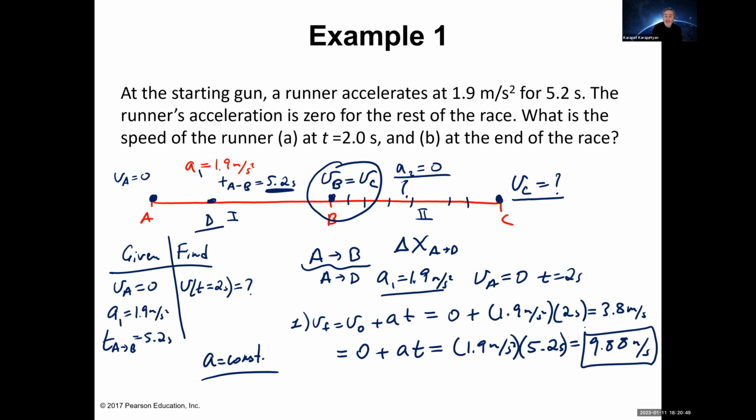Excellent. Because what happens here after we reach point B and are moving at 9.88 meters per second, the runner stops accelerating. So it moves at the same speed all the way until C.